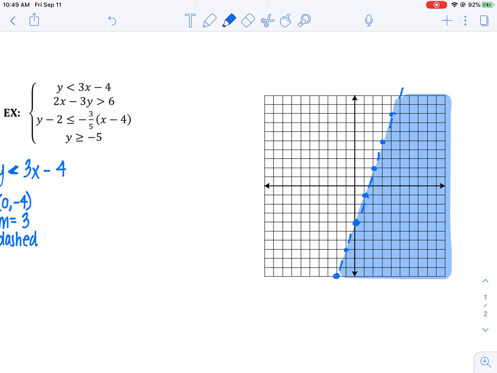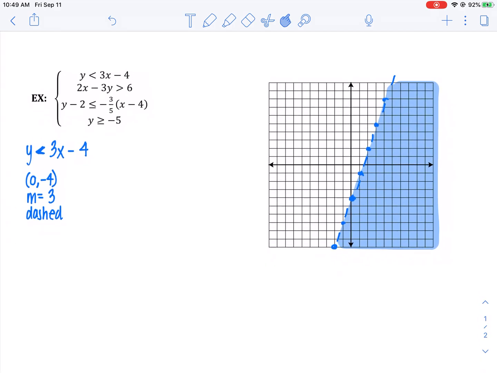Okay, you can use that as a way, or you can do the test point. Make sure you shade everywhere. Put your diagonal lines maybe, or your arrows in the correct area.